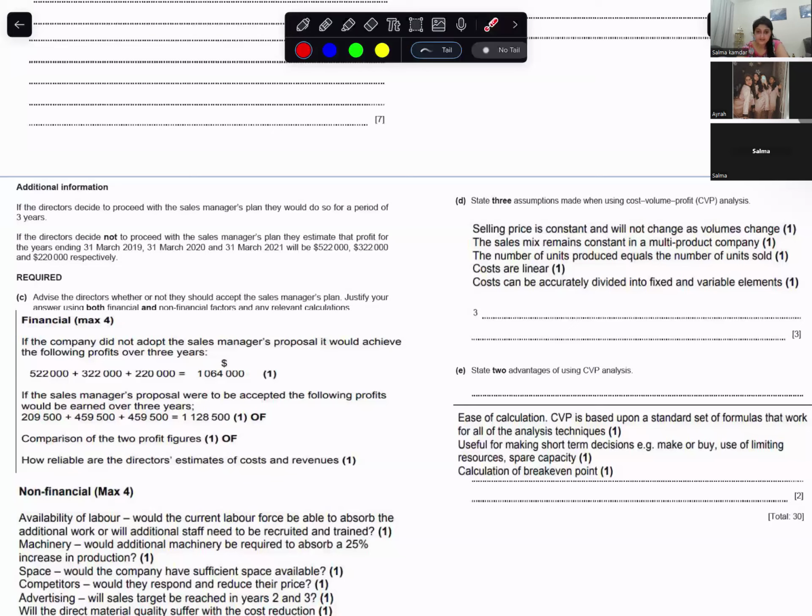Advantages of CVP analysis. First is that it helps calculate the margin of safety and the break even and how much profit you need. Then it is easy to understand and interpret.